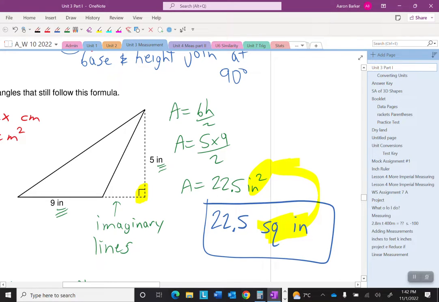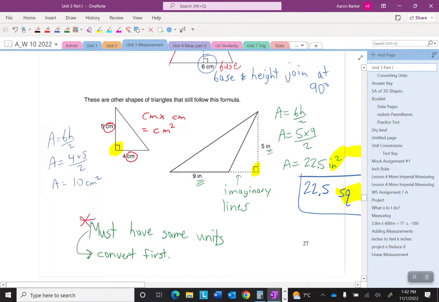All right? Questions, comments, or concerns? Same thing with feet squared. You're not supposed to say feet squared. You're supposed to say square feet. Same thing with yards squared. You're supposed to say square yards. But don't worry about that for here. Either one is fine.